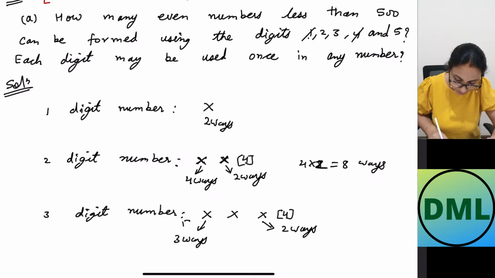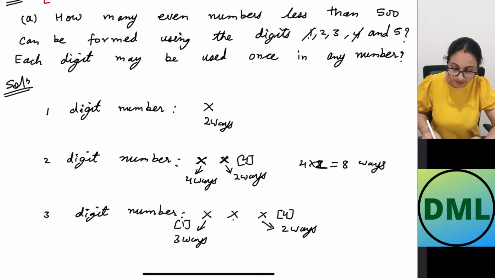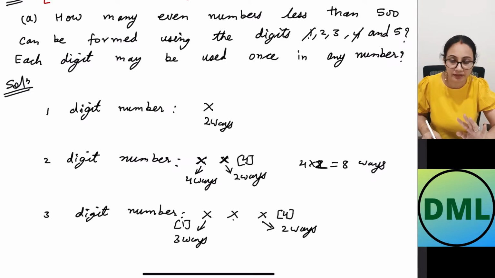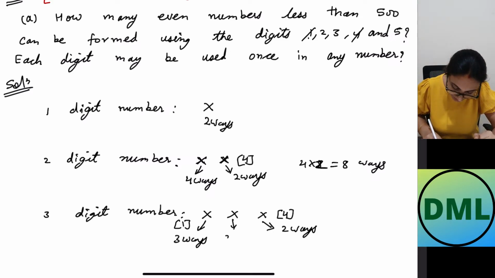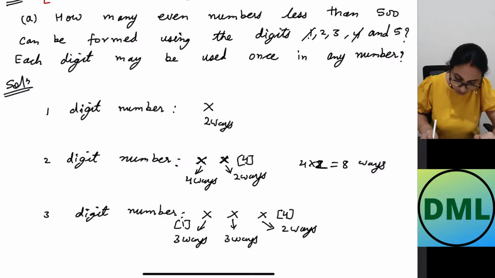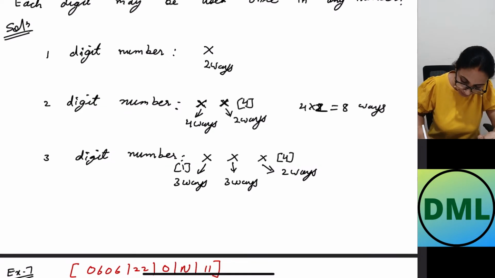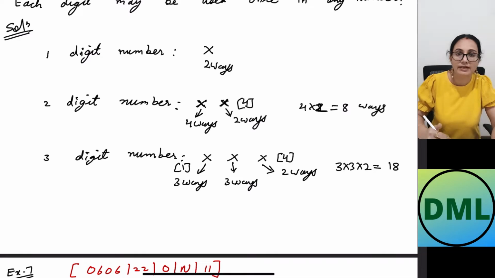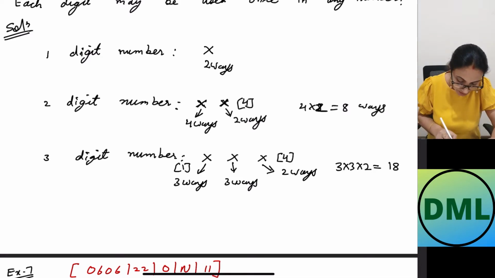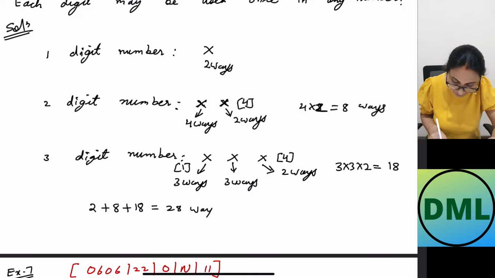Now suppose that you have filled 1 here. Now 1 is gone. Now to fill the second place, we have either 2, 3 or 5. So again we have 3 numbers available with us. So that means this place can be filled in 3 ways. So the total number of ways is given by 3 cross 3 cross 2, which is equal to 18. So we have done it separately, so I need to add my answers. So the total number of ways is given by 2 plus 8 plus 18, which equals 28 ways.